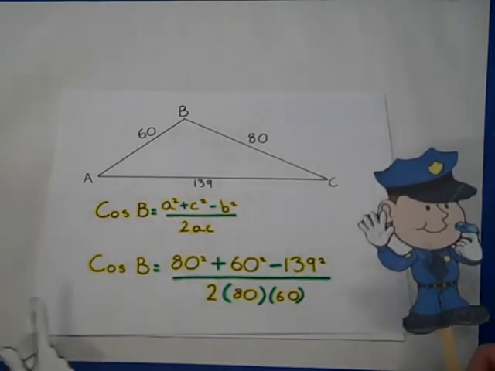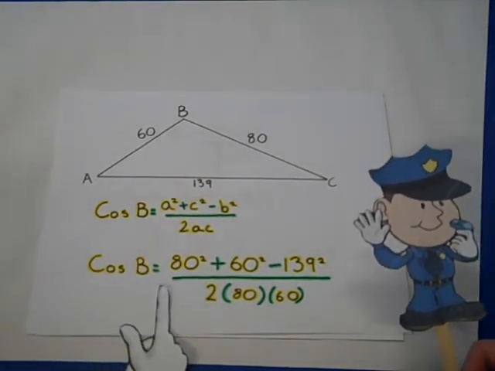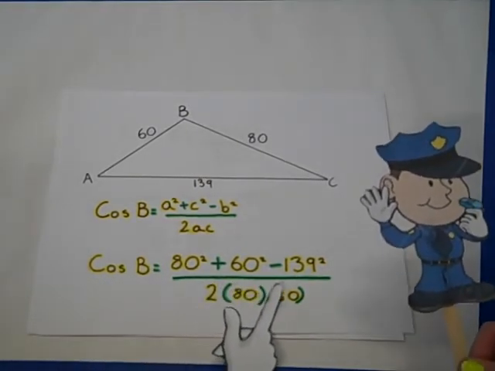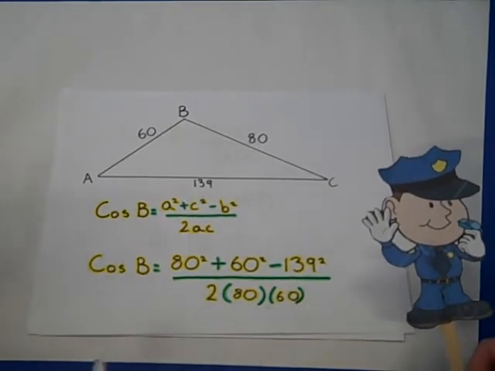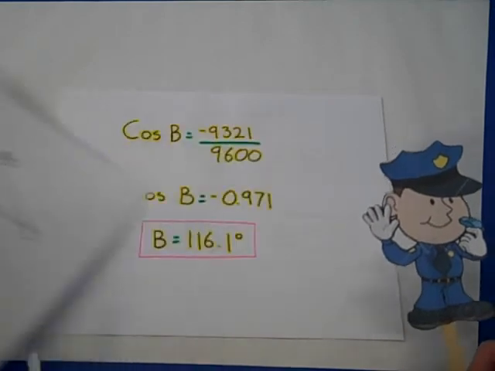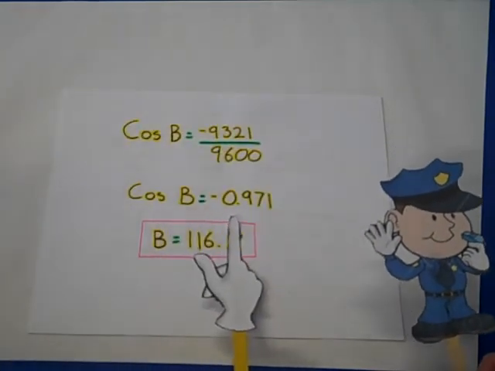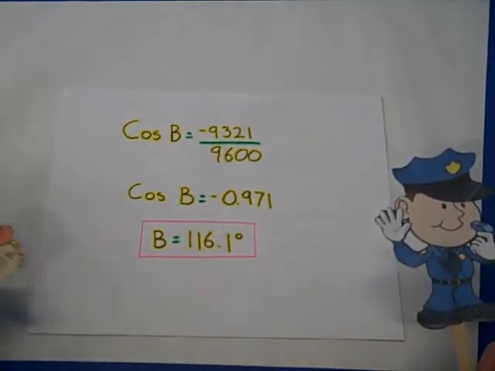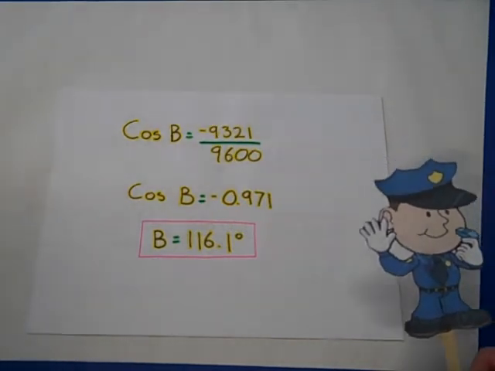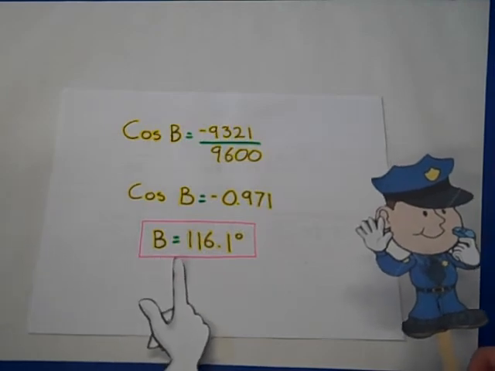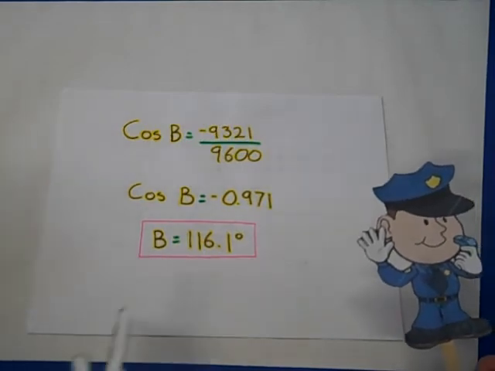Yes. So we get cosine B equals 80 squared plus 60 squared minus 139 squared over 2 times 80 times 60. We can then simplify this to cosine B equals negative 0.971. But this gives me cosine B, not B. What do we do now? We take the arc cosine of this number to find B, which in this case is 116.1 degrees.